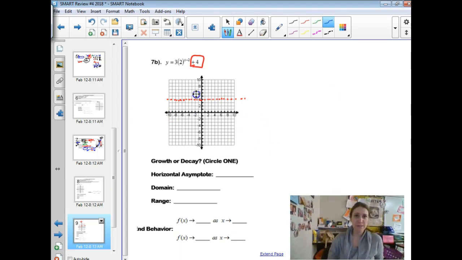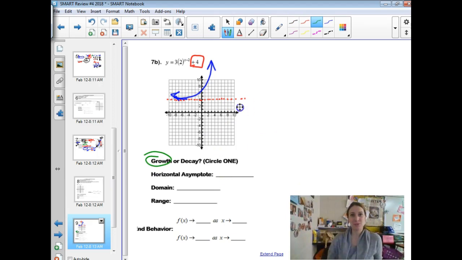So graph a few points. Let's see. Alright, so I'm sure you'll do a better job than I'm about to do. Oh, man. Okay, so you actually have nice plotting ability. I don't. This is definitely growth.